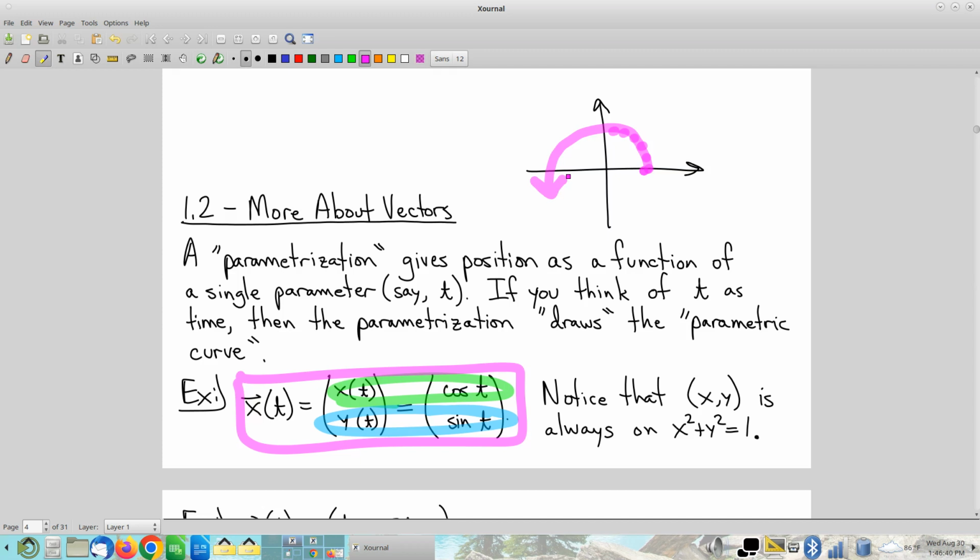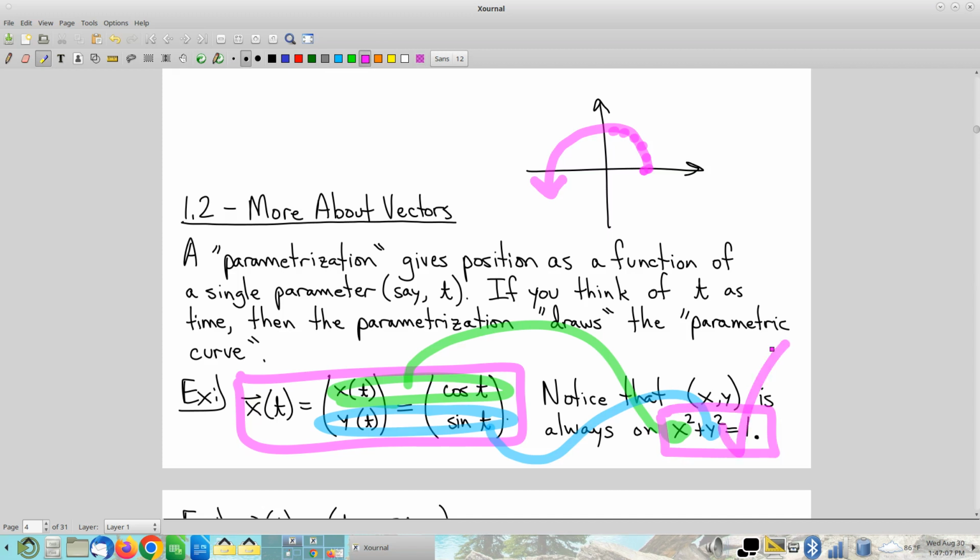Everybody good so far? Now, what curve is that? You're going to notice as you plot more and more points, it kind of looks like a circle. How do we know it actually is a circle? Well, you can literally take this formula for x and this formula for y and plug it in and directly confirm that every one of those points satisfies this equation.